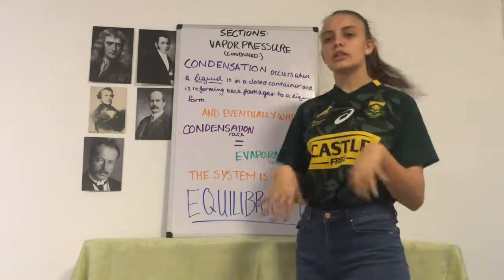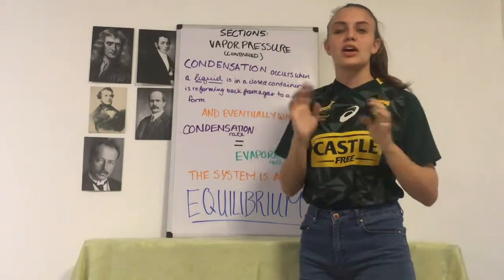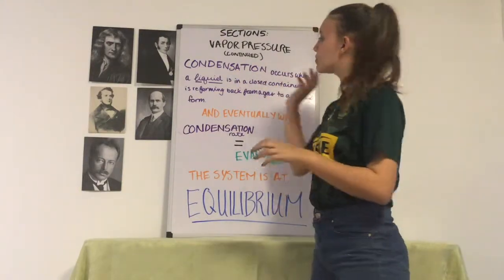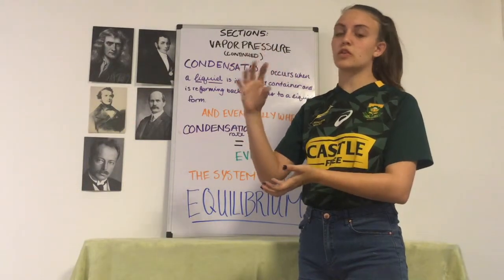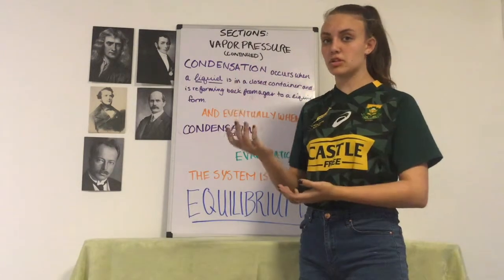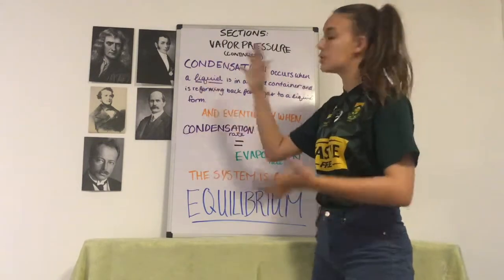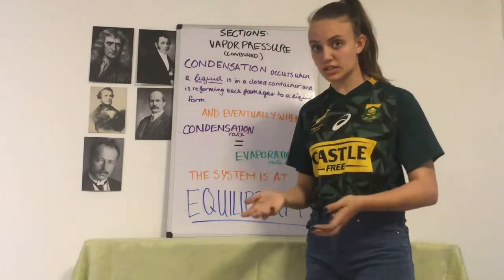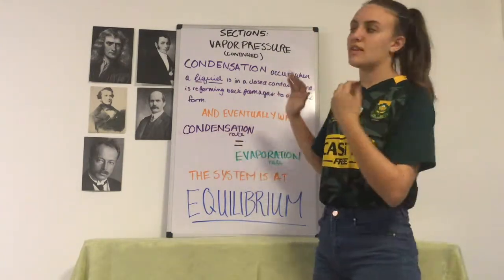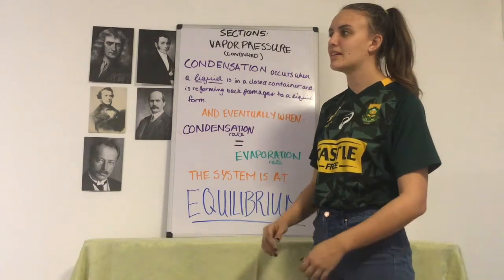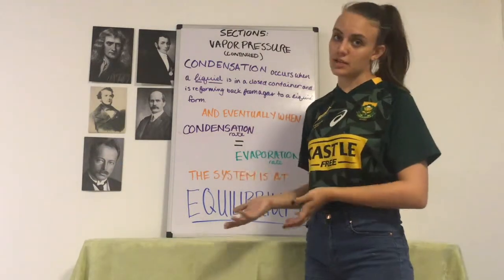Condensation occurs when a liquid has been placed into a container, heated up, and then the gas particles form, which is evaporation. So basically it's the opposite. When the container is closed, the vapor reforms back into a liquid. So that is condensation. Eventually in a system, when the condensation rate and the evaporation rate are equal, the system is at equilibrium.